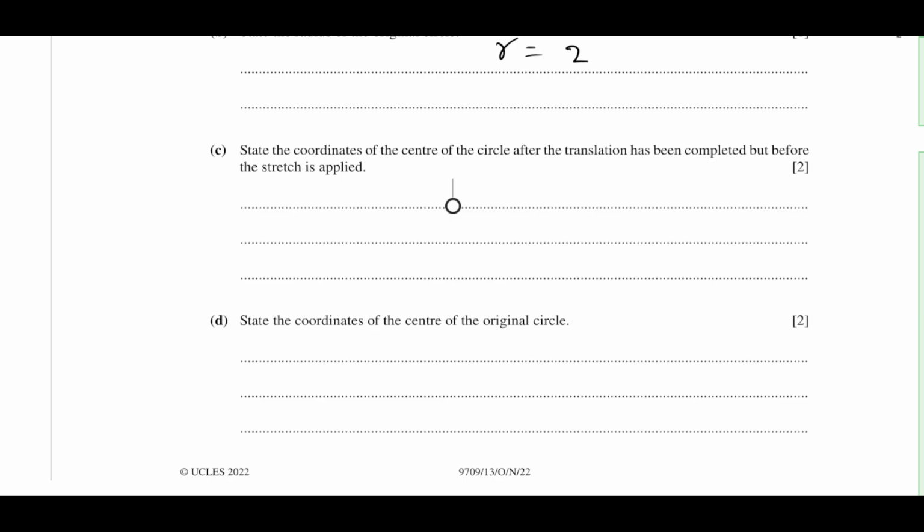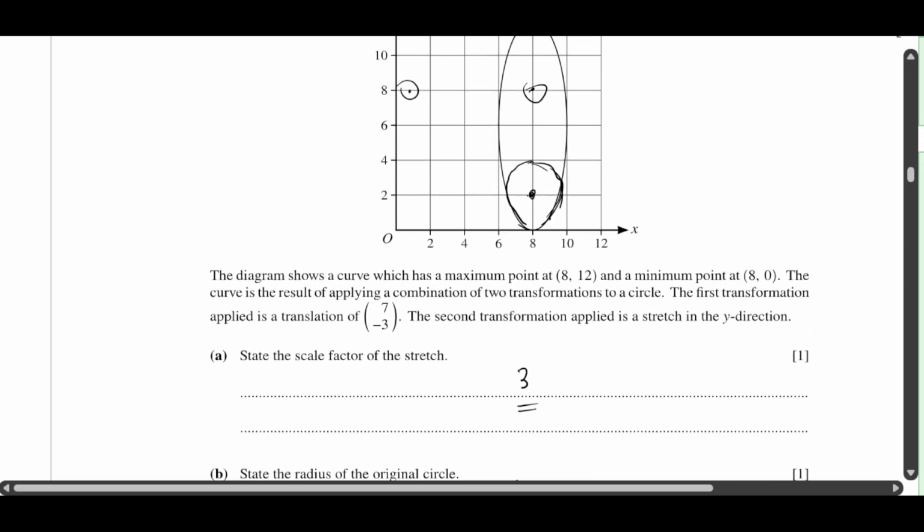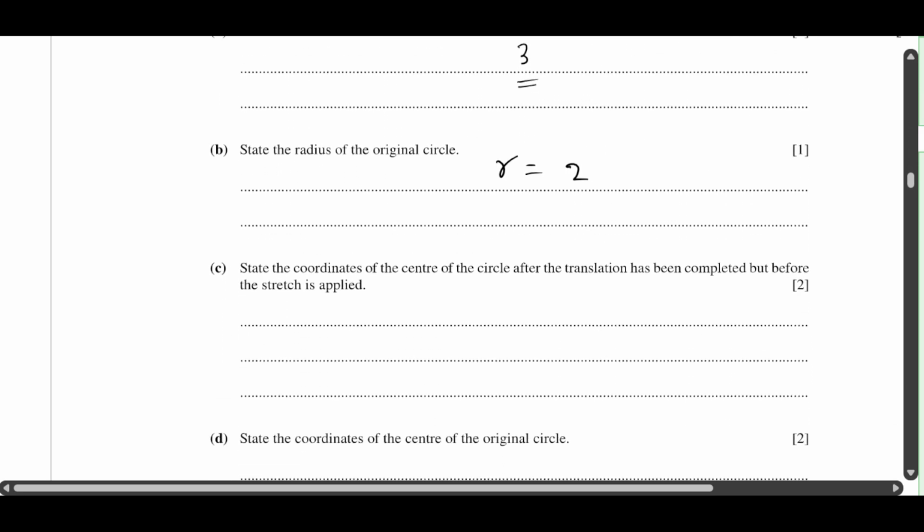State the coordinate of the center of the circle after the translation has been completed. After the translation has completed, the circle center will be here, 8 comma 2. It will be 8 comma 2.